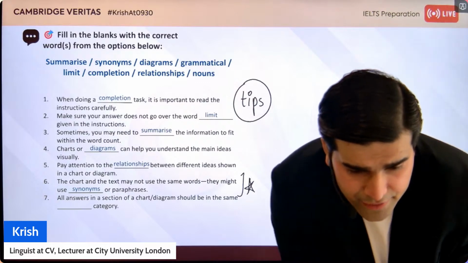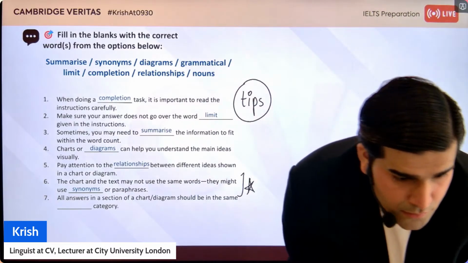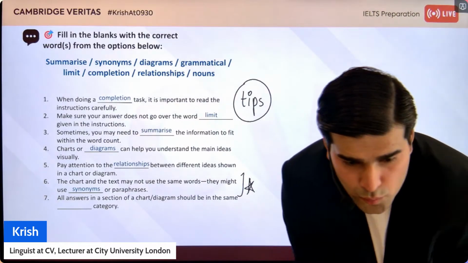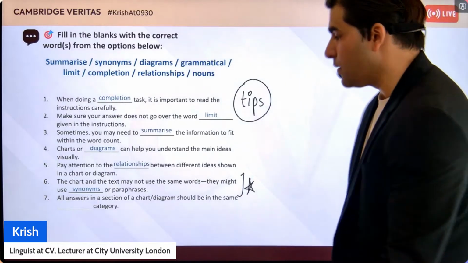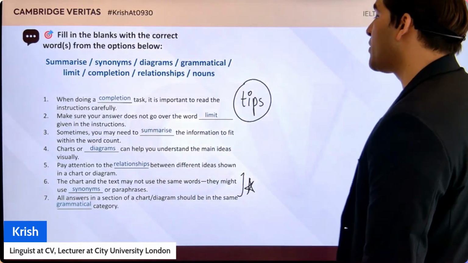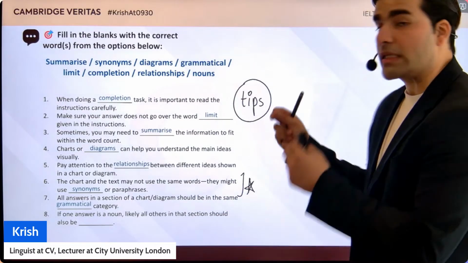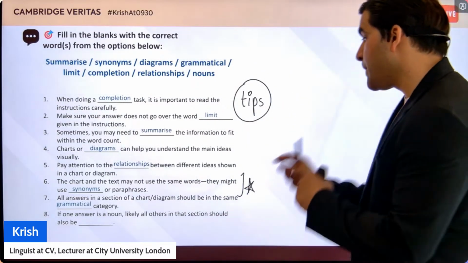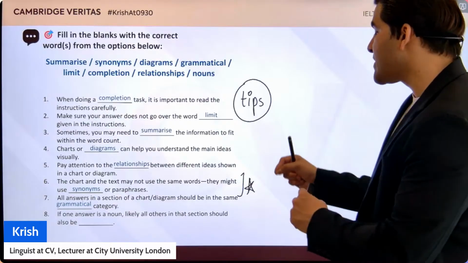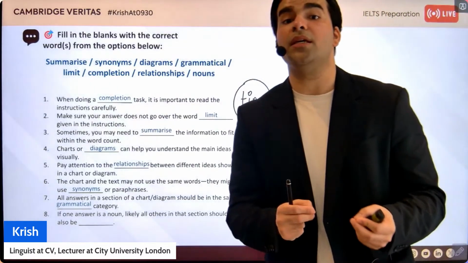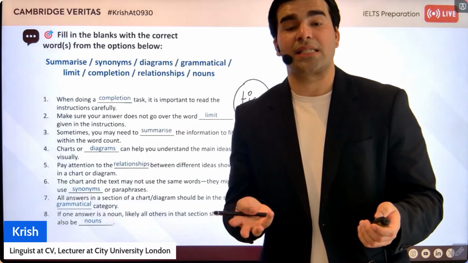Number seven. What's number seven? Grammatical. Yes. Answers will be in the same grammatical category. And the last one is: if one answer is a noun, likely all others in that section should also be. The last one is noun.